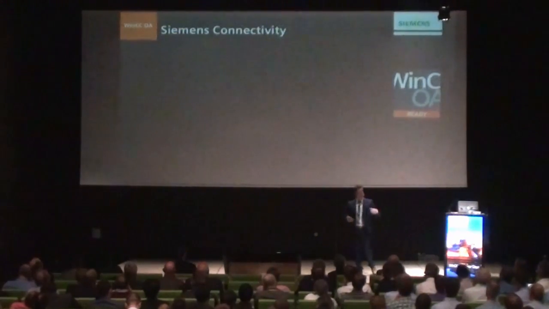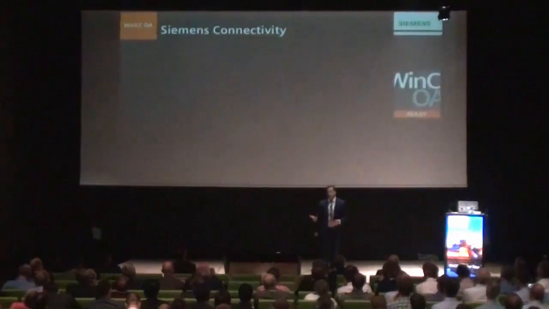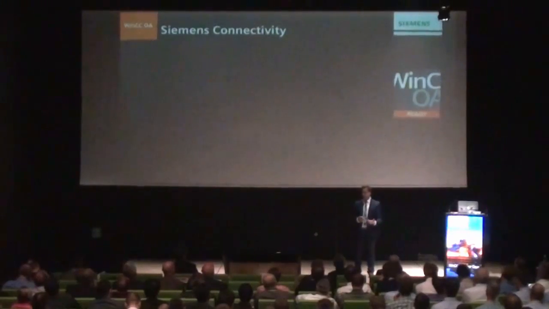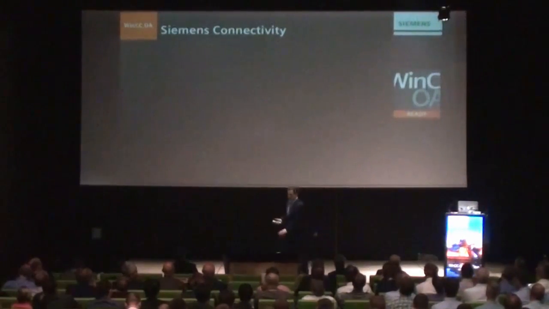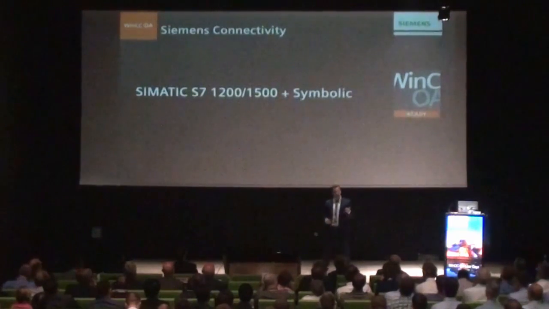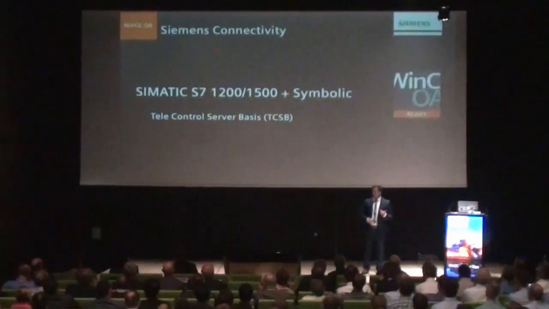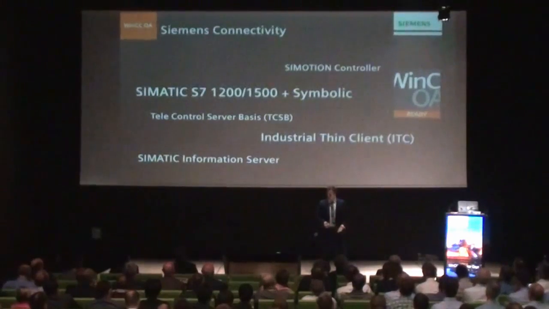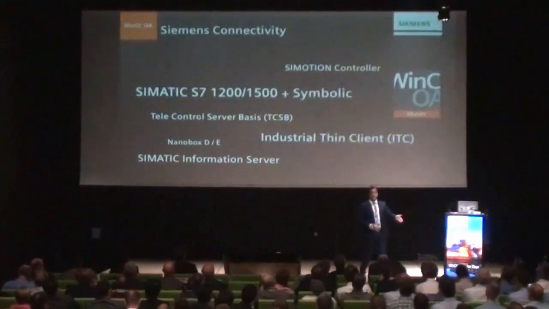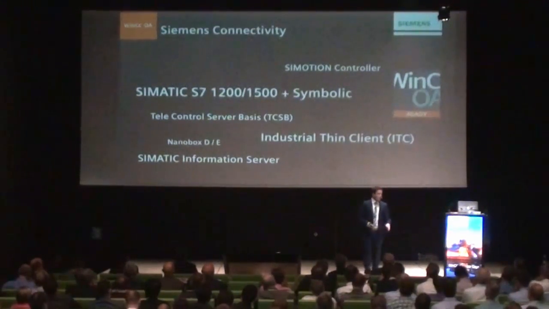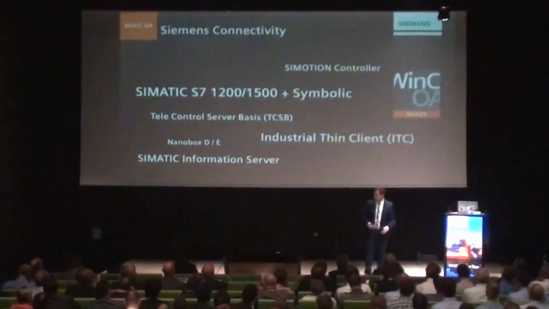We are so deep in communication with our Siemens colleagues, and we see that we're getting more and more into it. I have done this really nice WinCC OA ready tag, and we have a lot of products which are already WinCC OA ready: SIMATIC S7, Telecontrol Server Basic, SIMATIC Information Server, Industrial Thin Client, C-Motion Controller, Nanobox D version and E version, which will come this year. We will also support that. And there is a special package for the Nanobox and WinCC OA.